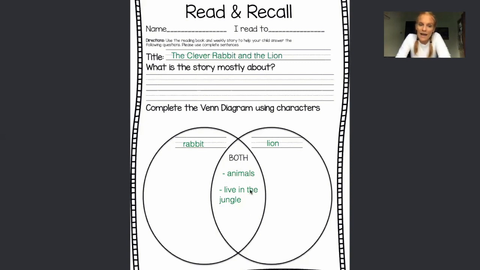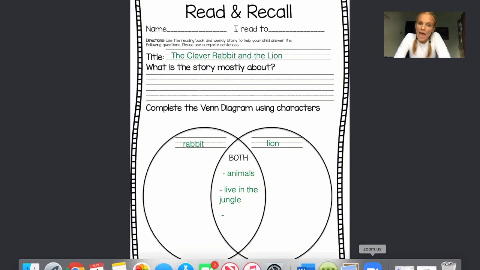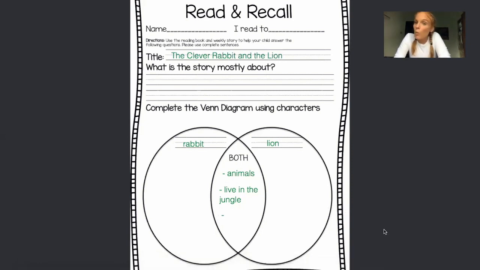Now, KB, I have 2 for both. I want you to have 3. So I'm going to put another dash here, and I want you to think of one more thing that the rabbit and the lion have in common. One more thing that is the same about the rabbit and the lion. Think about that and write it here.